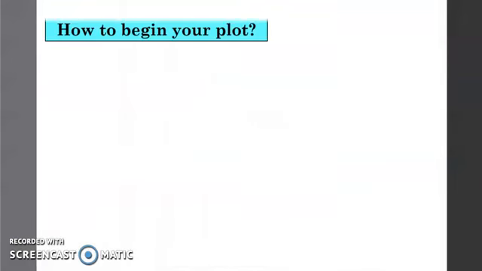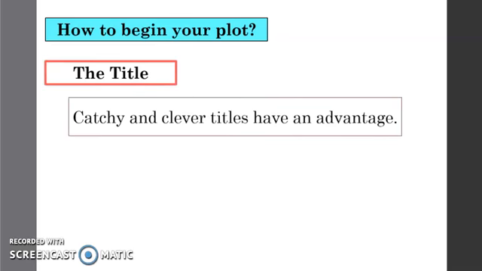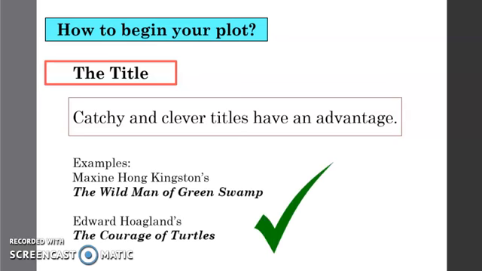Now, how to begin your plot? In the title, you need to have a catchy and clever title, because catchy and clever titles have an advantage. Examples are Maxine Hong Kingston's The Wild Man of Green Swamp and Edward Hoagland's The Courage of Turtles. These two are examples of catchy titles. Why? Because titles which are too long are at a disadvantage. Titles should also not be misleading. They should be short, catchy, and clever.